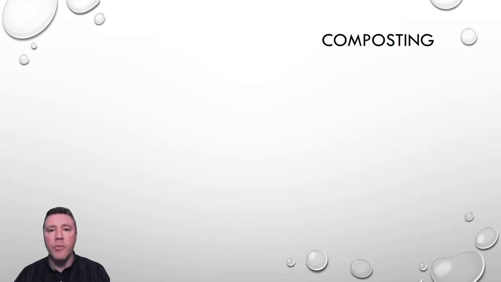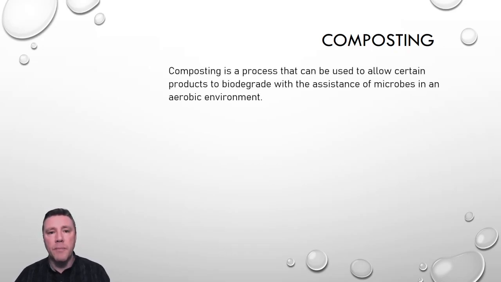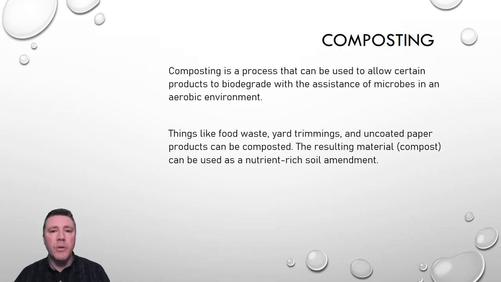Another method by which we can reduce waste is by composting. Composting is a process that utilizes aerobic microorganisms, those that use oxygen, to biodegrade certain kinds of materials. The kinds of materials that we can compost include food waste, yard clippings, and uncoated paper products, those paper products that don't have a plastic or waxy coating on them. That resulting material, which we call compost, is very nutrient rich and can be used as a fertilizer.